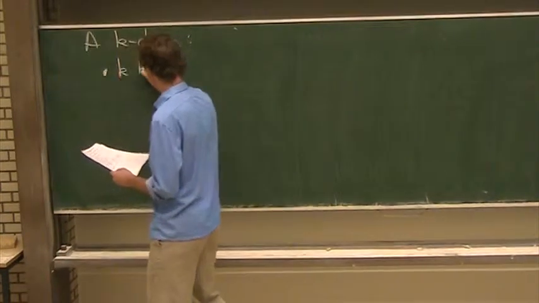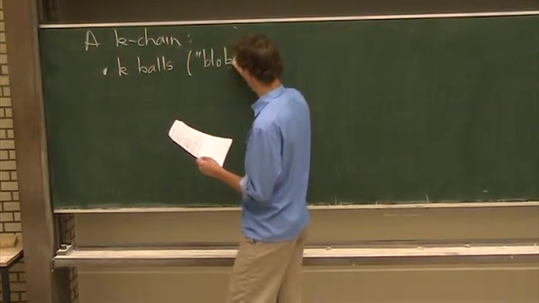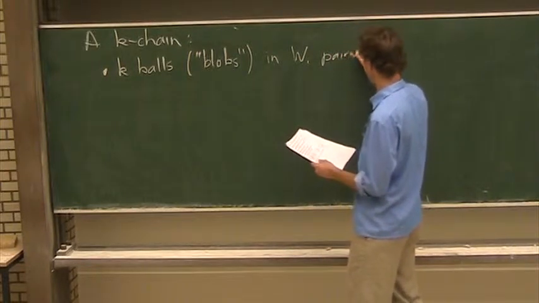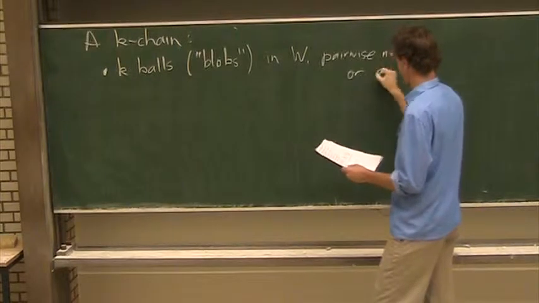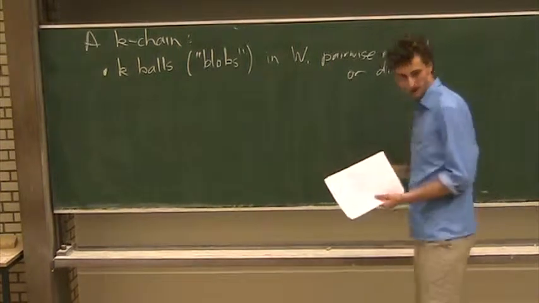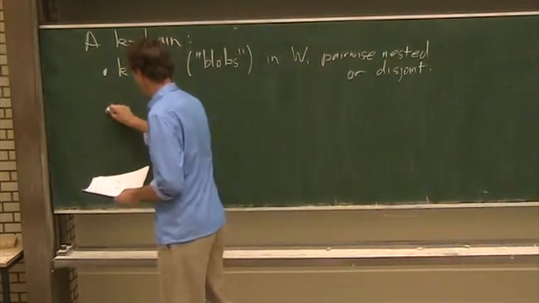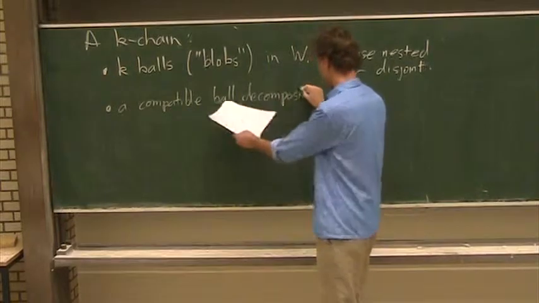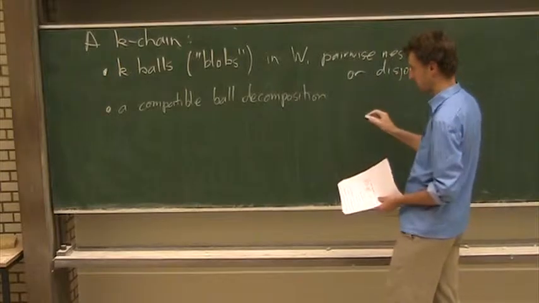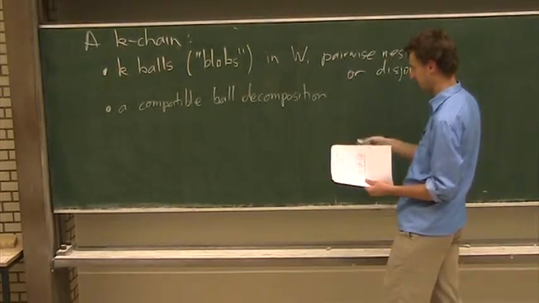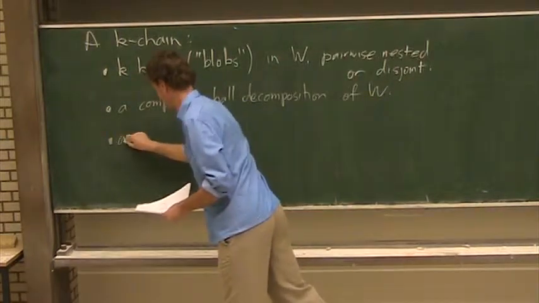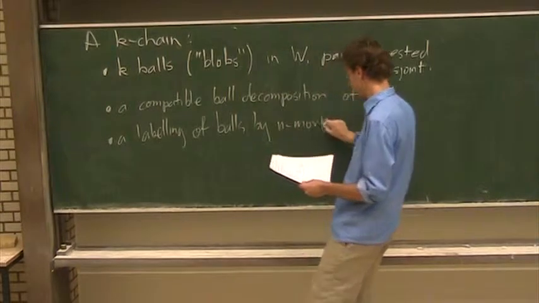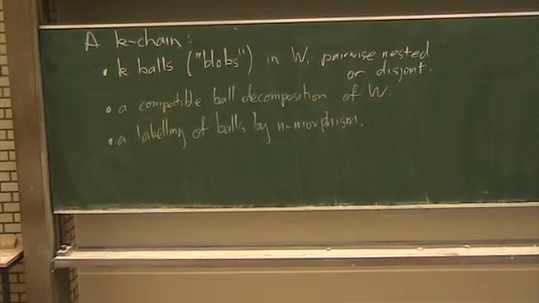First of all, it has k balls, which henceforth I'm always going to call blobs, to be able to distinguish them from all the other balls that I talk about in W. They are pairwise nested or disjoint. Then we need a compatible decomposition of W into balls. Compatible just means that every ball in this decomposition is nested or disjoint from the blobs. So this is something much finer, a compatible ball decomposition of W, and a labeling of balls by endomorphisms in just the usual way, so that they all restrict appropriately. Okay, that's all that a k-chain is.